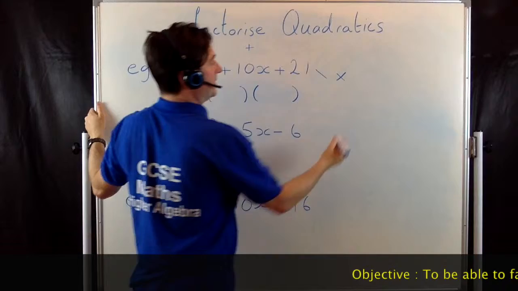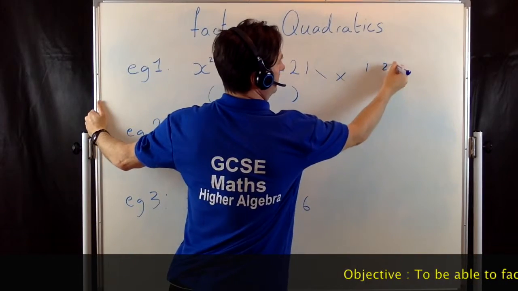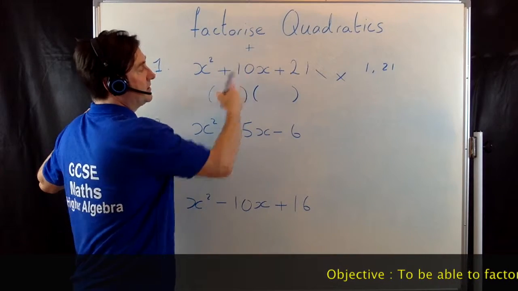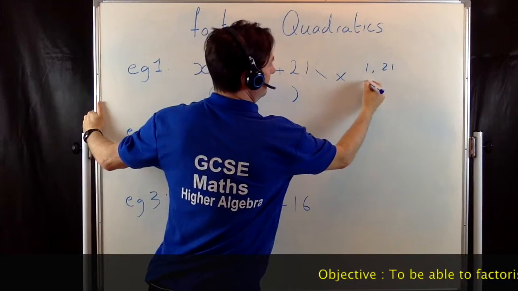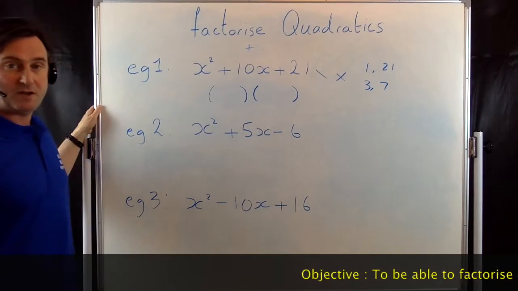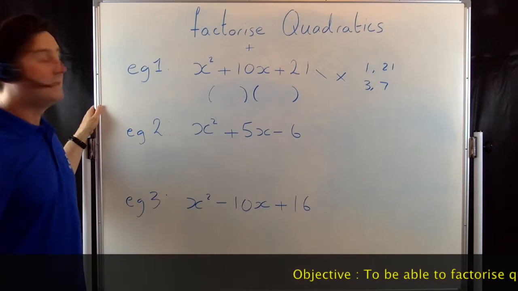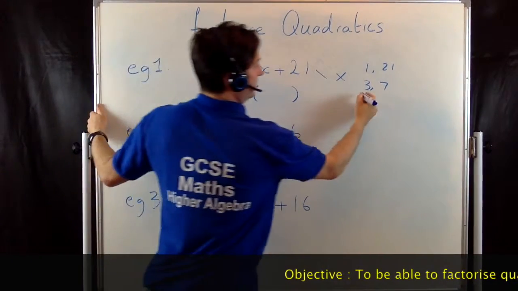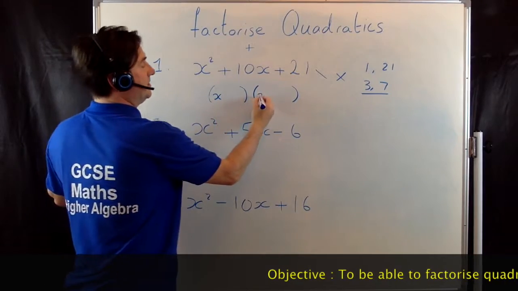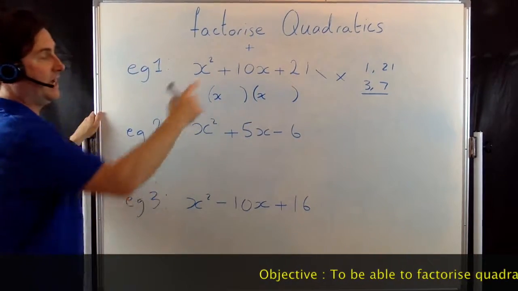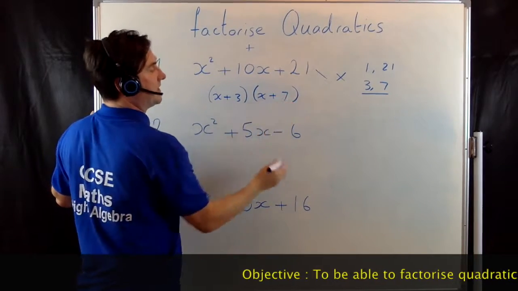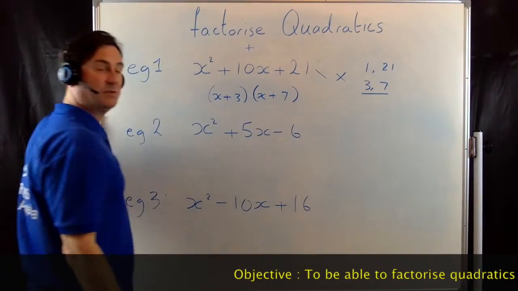So I've got two combinations here. I could have 1 and 21 that multiplies to give 21, but it doesn't add to give 10. But I could have 3 and 7 that multiplies to give 21. If you add 3 to 7, you get 10. So once I've established that these are my two numbers, all I do is write x in the front of each one, and I write x add 3 and x add 7 because these are both positive numbers.